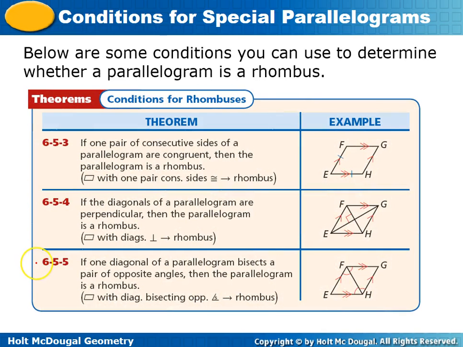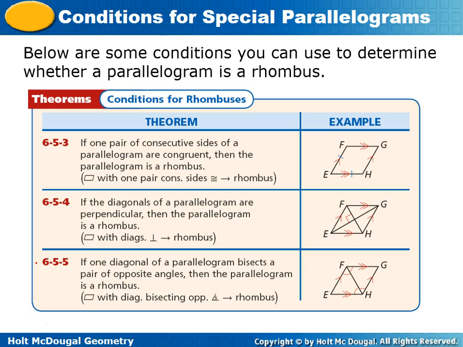All right, now we're going to talk about some more conditions. This time we're going to talk about whether something is a rhombus or not. On this one, if we've got a parallelogram and one pair of consecutive sides is congruent, then we can say this is a rhombus.